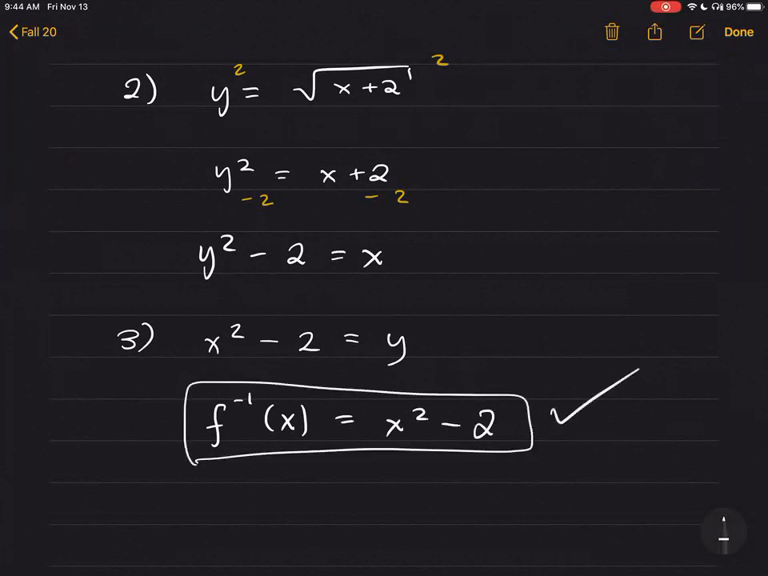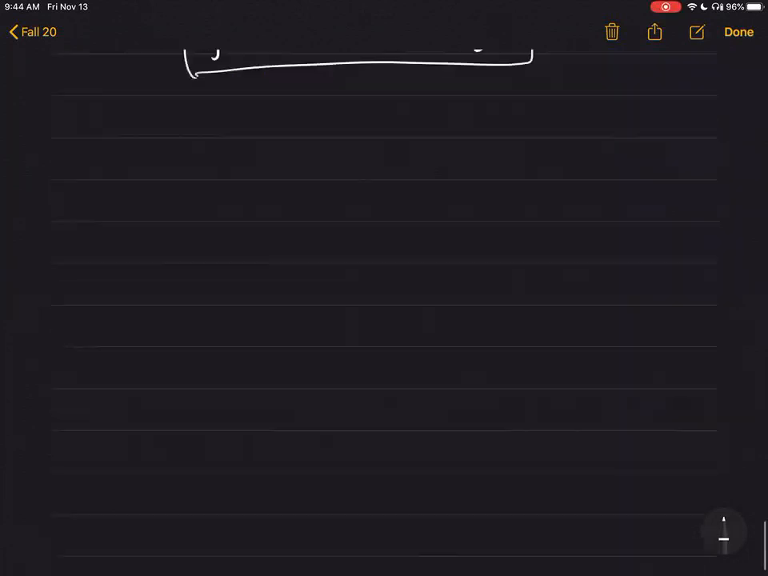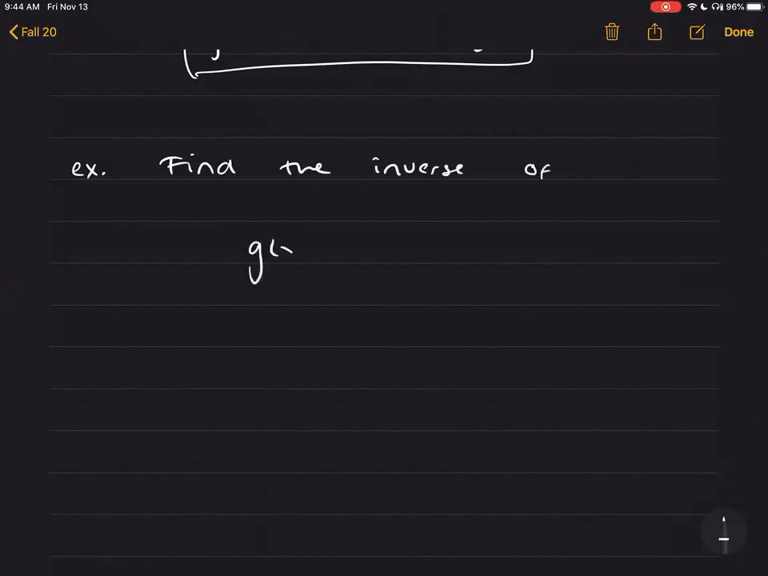Excellent. Okay. But sometimes these things can get pretty tricky. So let's see another example of that. Find the inverse of g of x equals, let's do a rational function, (2x + 3)/(x - 1).